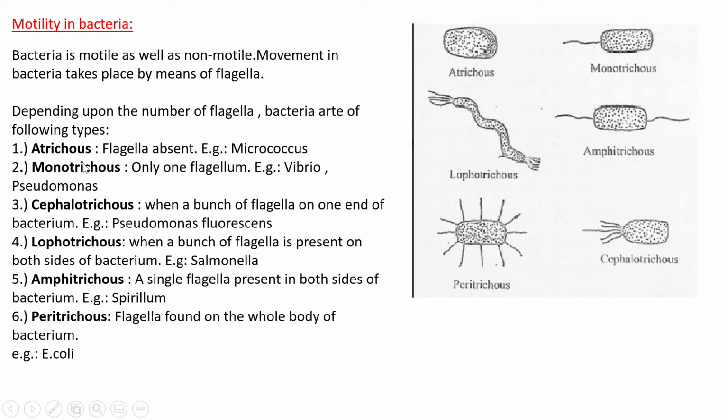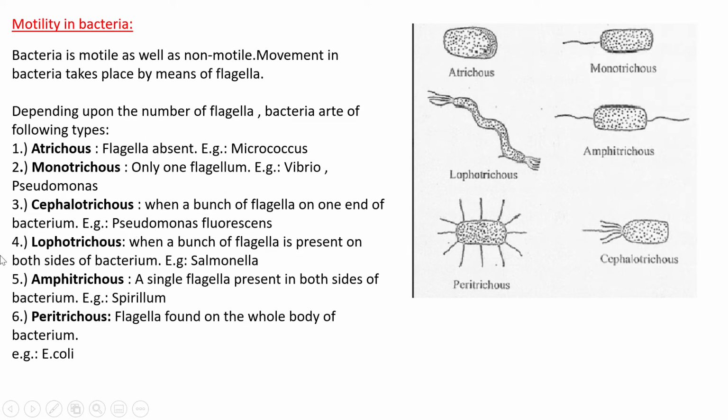Number 1 type is Atrichous. The flagella is absent. Here we see Atrichous, for example, Micrococcus. The second type is Monotrichous. Only one flagellum is present here, for example, in Vibrio and Pseudomonas. The third type is Cephalotrichous. Here we see a bunch of flagella present on one side or one end of the bacteria, for example, Pseudomonas fluorescens.